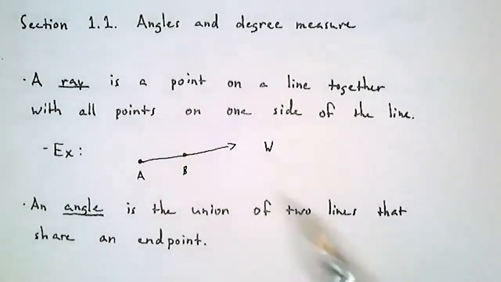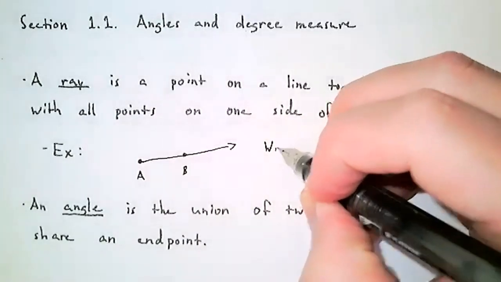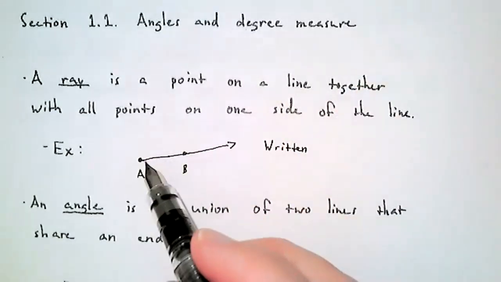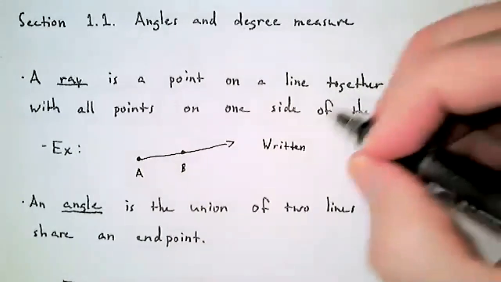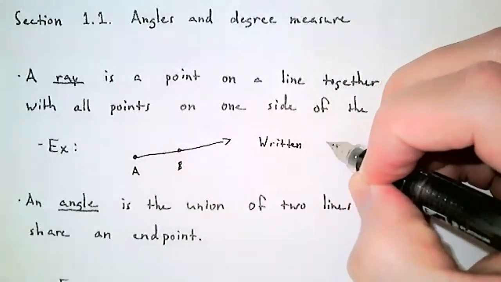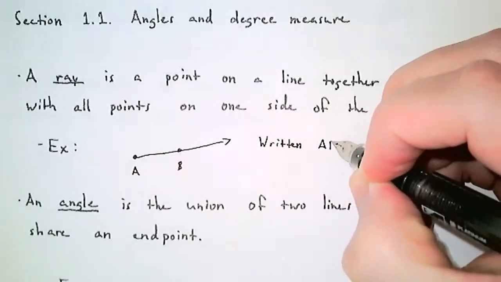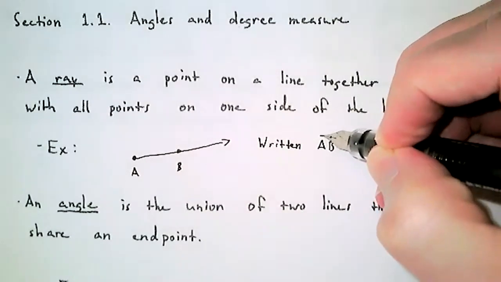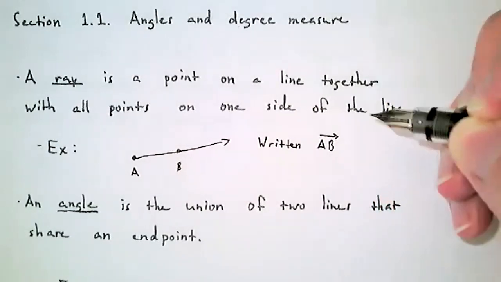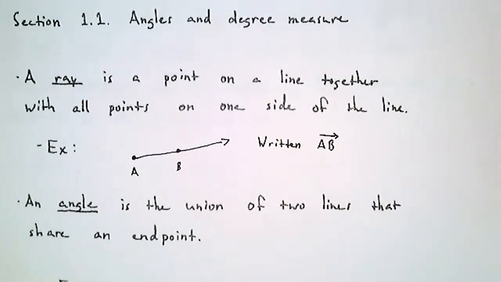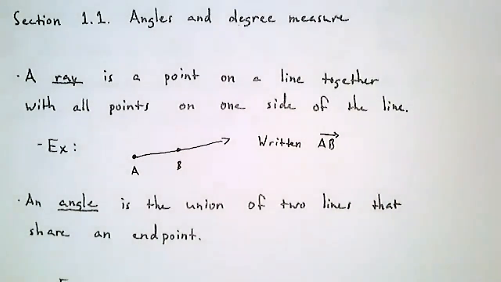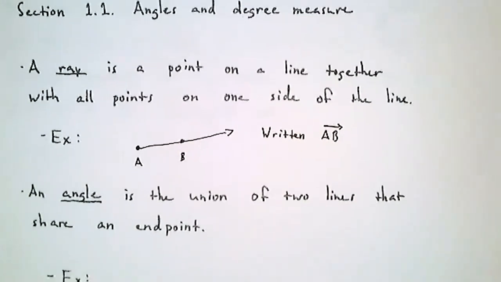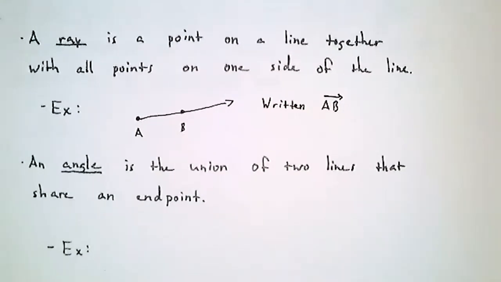So there's notation for a ray that we're going to need if we ever want to talk about this in writing. If I wanted to represent this ray, this geometrical object, in words or in writing, I would write it like this. It's something like the line AB, and to say it's a ray, I would draw a line with an arrow pointing one direction. Okay, so that's a ray.